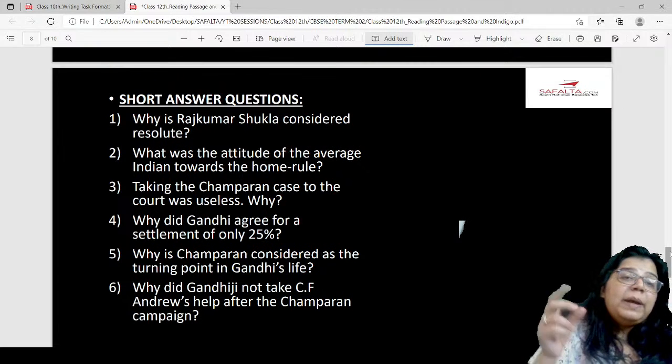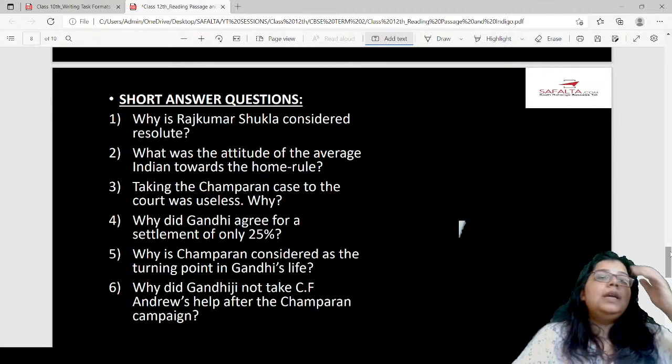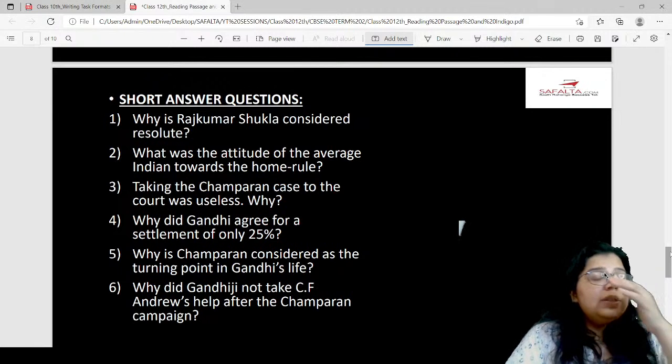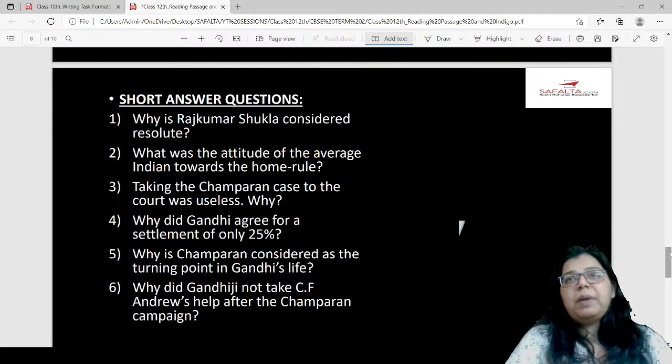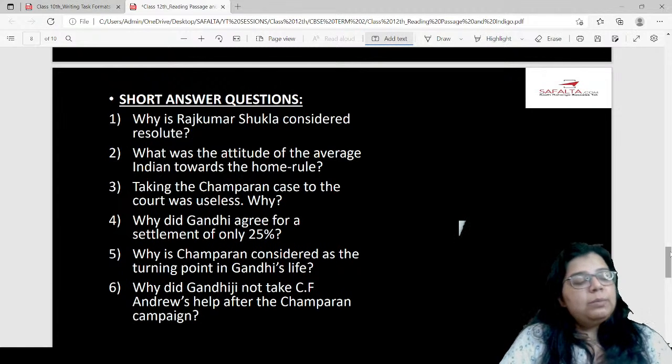He went, and despite just being a peasant, he made sure that he followed Mahatma Gandhi till Mahatma Gandhi actually agreed to come to Champaran, right? So he first met him in the Lucknow session. I think that was in 1916.